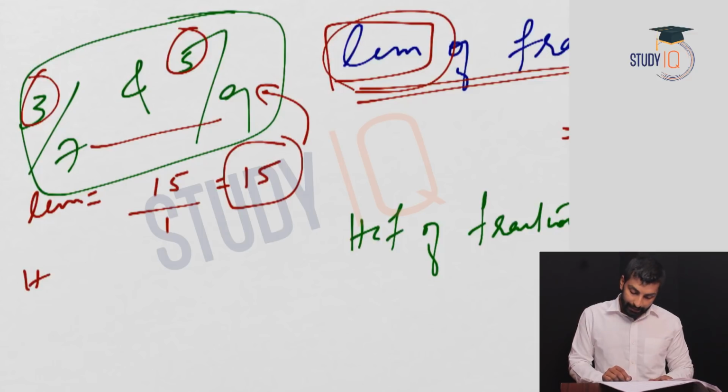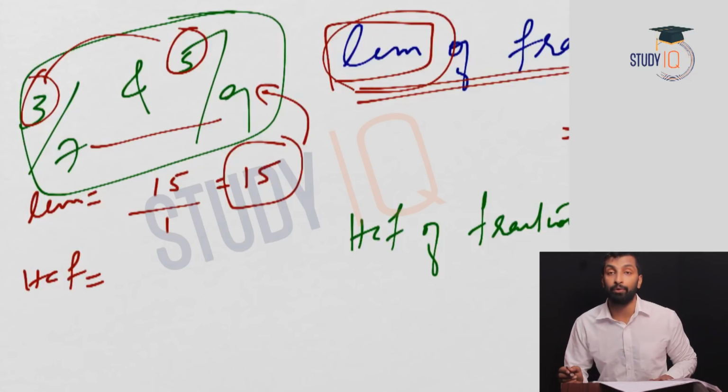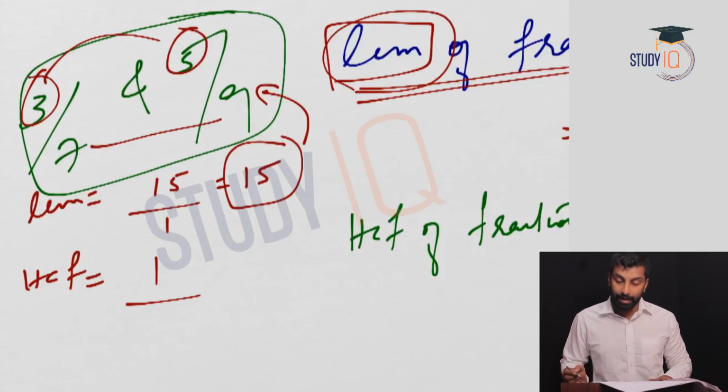What if I need to find HCF? Numerator will be HCF of numerators. What are the numerators? 3 and 5. What is HCF of 3 and 5? That is also 1. The reason is the difference between them is 2, but 3 you cannot divide by 2. So the only possibility is 1. So 1 is the numerator, divided by LCM of denominators, 7 and 9. What is LCM? 7 and 9, between them there is no common factor.